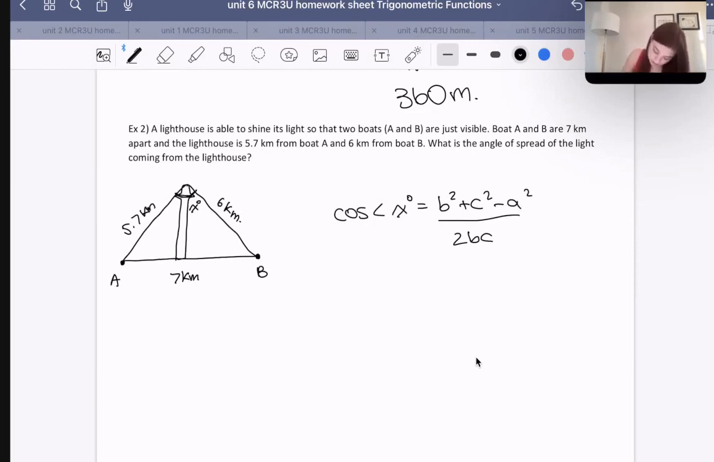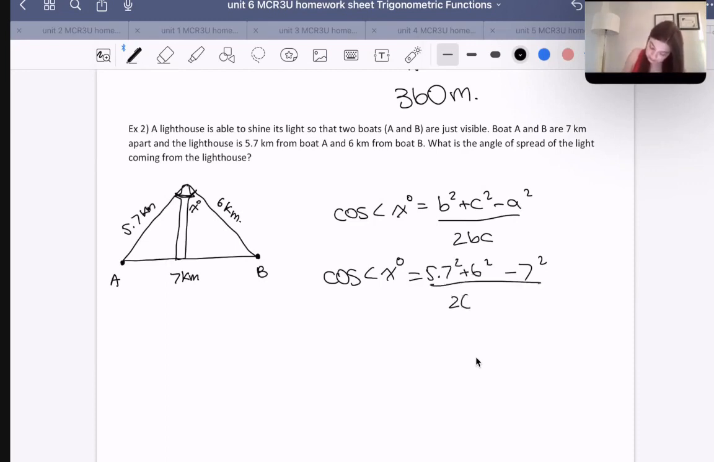So we have cosine of angle x, which we don't know what angle x is, so nothing to plug in there. Then we have the side opposite to angle x, which is 7 kilometers. That's going to be A. It's very, very key here. Make sure that the side opposite to the angle you're looking for in cosine law is always, always, always A. B and C, it doesn't matter, they're interchangeable, but A has to be A, so we must put 7 here and not in either of the other ones, or we won't get the right answer. That's how important it is.